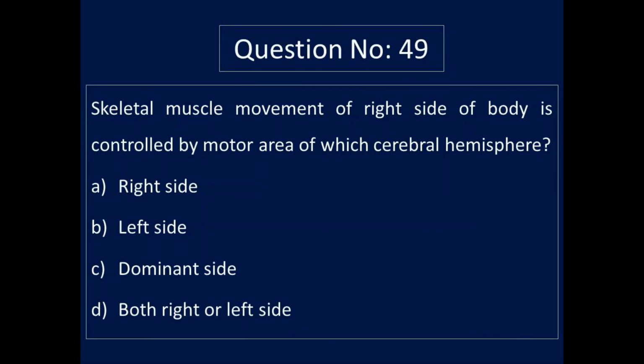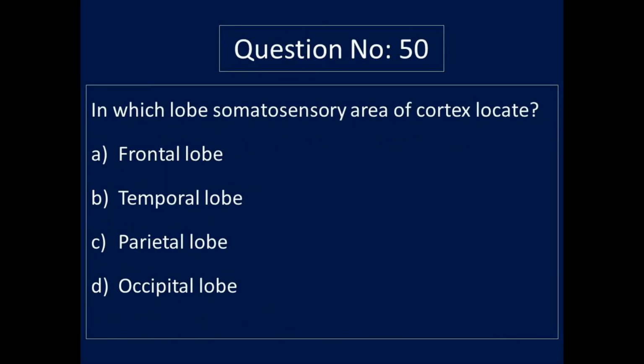Question number 49. Skeletal muscle movement of right side of body is controlled by motor area of which cerebral hemisphere? Option A, right side; B, left side; C, dominant side; and D, both right and left side. Option B, left side is the right answer. Skeletal muscle movement of right side of body is controlled by motor area of left cerebral hemisphere.